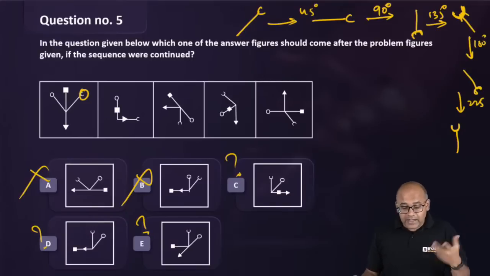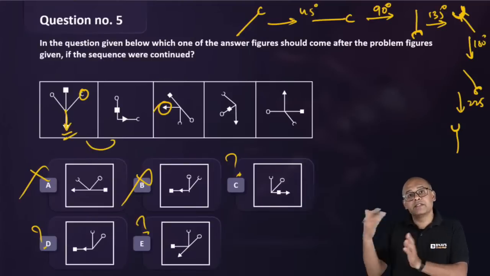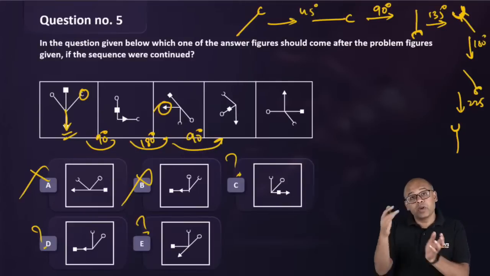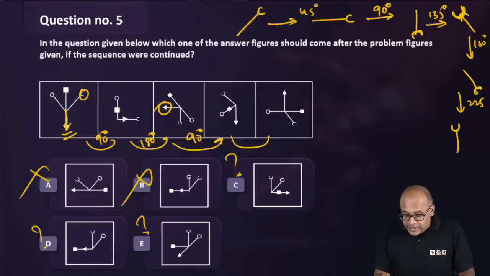Okay, now let's take another value. Let's take the arrow. If you look at the arrow, first it is downwards, then 90 degrees counterclockwise, then 180 degrees, that is again counterclockwise, then again 90 degrees counterclockwise. So this time it is alternating: 90, 180, 90, 180. You can see once again this is going to be 180 degrees upwards.